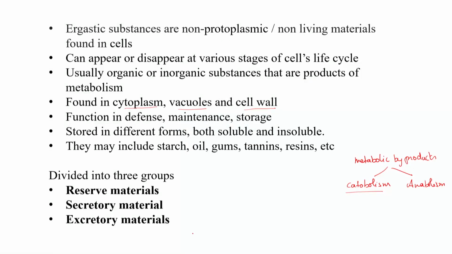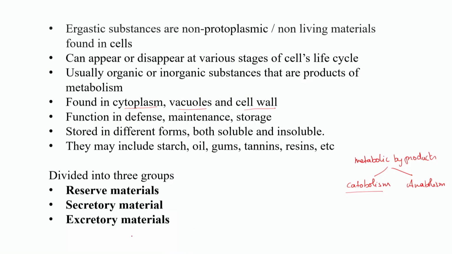They can be soluble or insoluble, means they can be dissolved inside the aqueous environment, or they could be present in different insoluble forms, like in granular forms or in the form of crystals. They will be present in the cells. Like for example, various starch is there, which is the storage product. You find gums and resins. So many things are there which we will discuss.